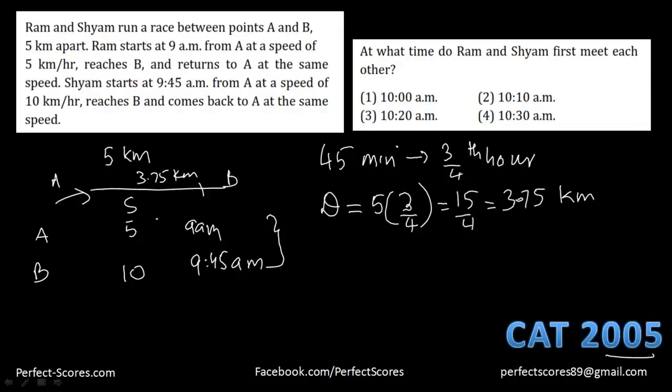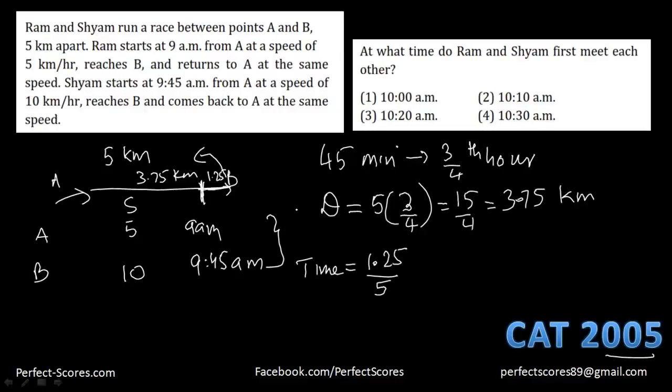Now over here, car A goes from here till here, and it's actually supposed to come back, right? So the question is asking at what time Ram and Sham meet for the first time. Now the distance remaining over here is 1.25 kilometers. So what is the time taken for car A to travel this 1.25 kilometers? That would be 1.25 divided by the speed of car A, that is 5, right?